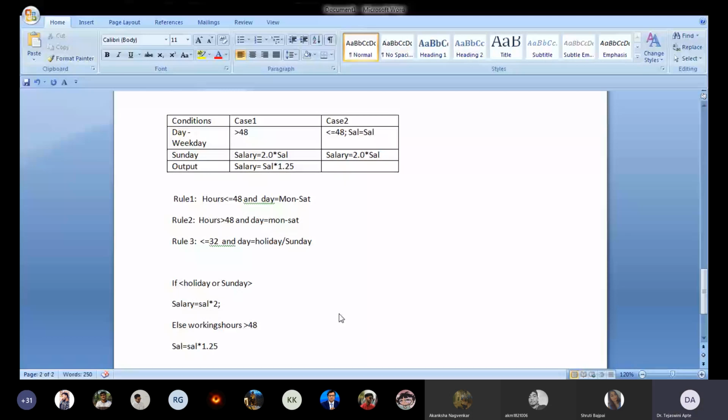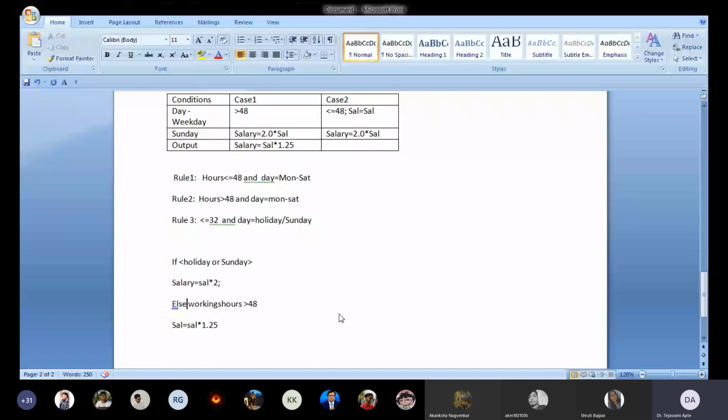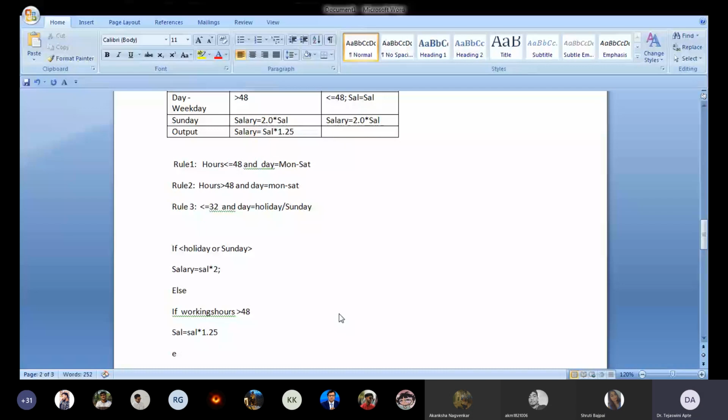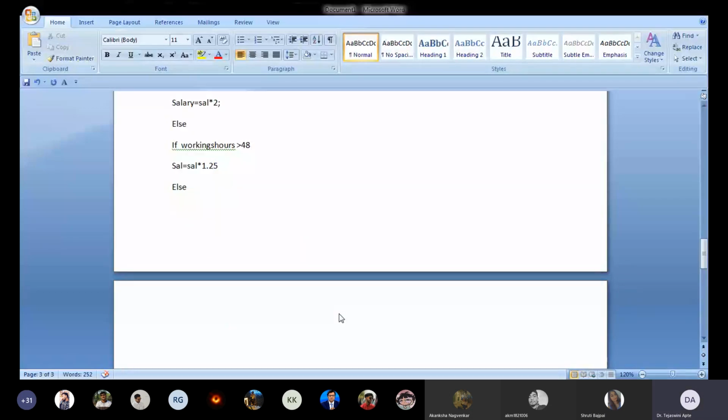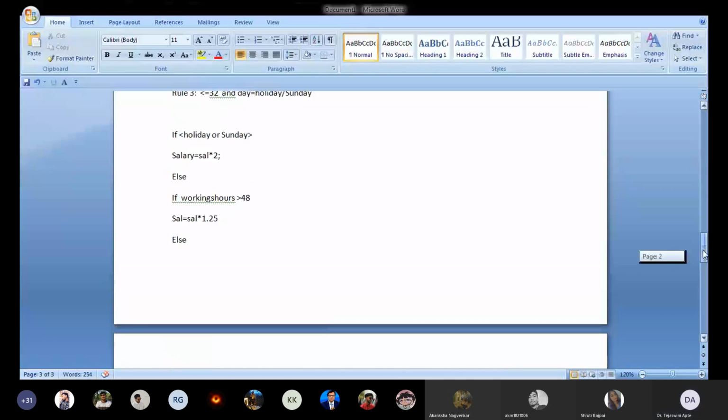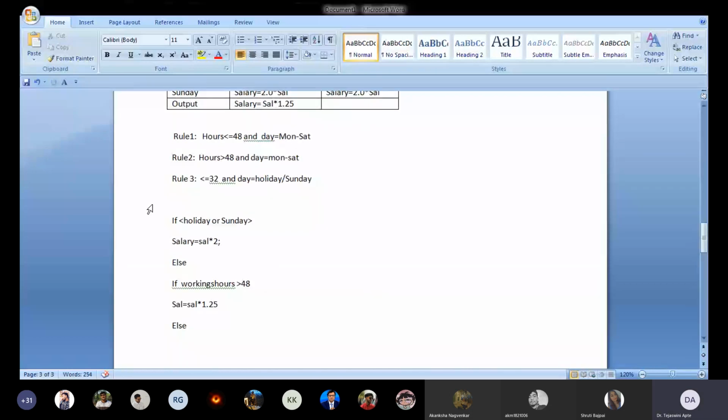Are you getting my point? Yes, ma'am. This is a simple condition, else if, and else, which is going to be the normal salary. As simple as that. So if this particular condition is satisfied, I'm not bothered about whether it is more than 48 or less than 48, isn't it? I need to straight away draw the salary, which is salary equals salary into 2.